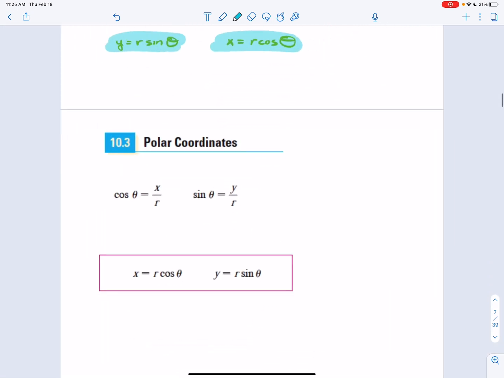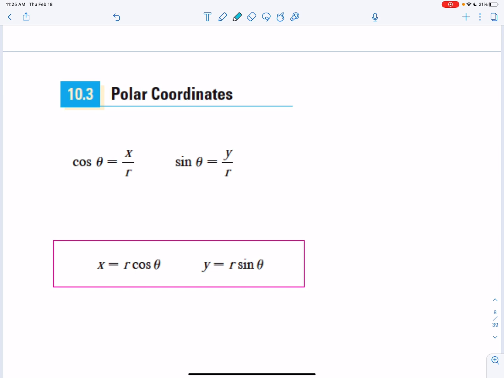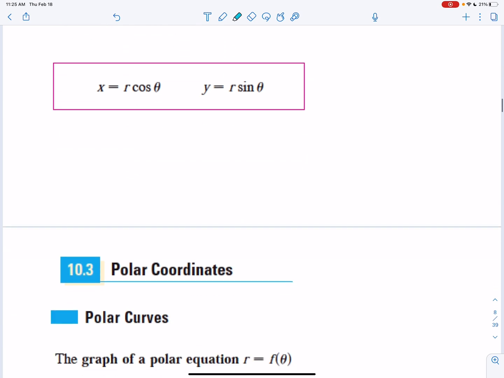Okay, so there we go. That's what you guys just had. Make sure that it's bold and that you can recall it if you need to, okay?